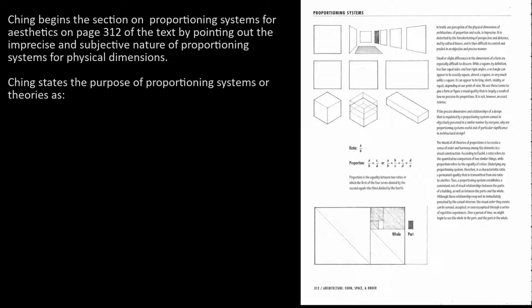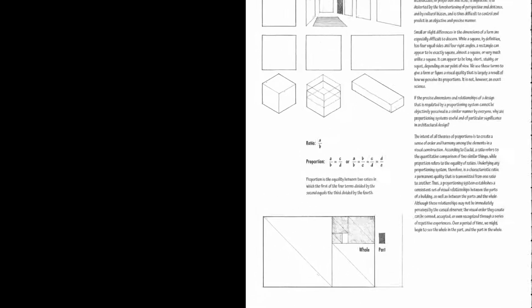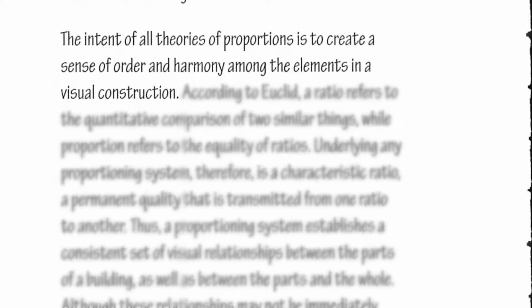Ching begins the section on proportioning systems for aesthetics on page 312 of the text by pointing out the imprecise and subjective nature of proportioning systems for physical dimensions. Ching states the purpose of proportioning systems or theories as: the intent of all theories of proportions is to create a sense of order and harmony among the elements in a visual construction.